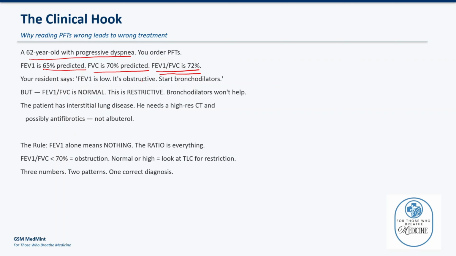But look at the ratio, the FEV1 over FVC is 72%, which is normal. The problem is not the airways. The problem is the volume. This is a restrictive disease, the interstitial lung disease, bronchodilators are useless here. The patient needs a high resolution CT of the chest and possible antifibrotics, not albuterol.